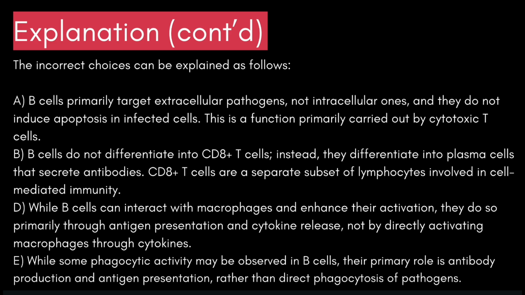While B cells can interact with macrophages and enhance their activation, they do so primarily through antigen presentation and cytokine release, not by directly activating macrophages through cytokines. While some phagocytic activity may be observed in B cells, their primary role is antibody production and antigen presentation, rather than direct phagocytosis of pathogens.